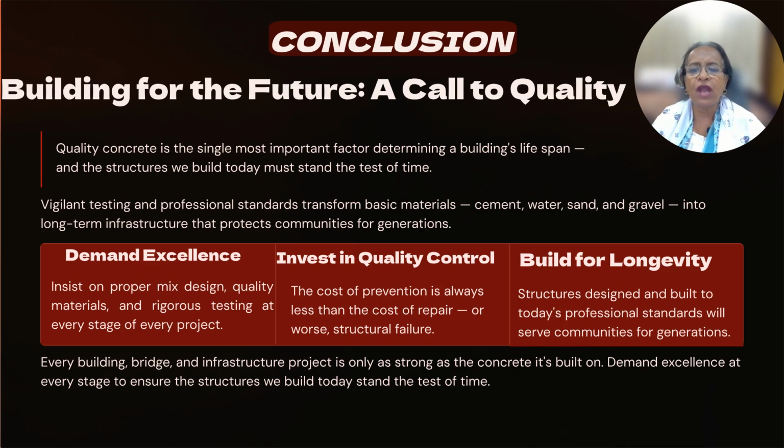Throughout this episode, we have seen that concrete itself is not the problem. Poor decisions are: adding too much water, skipping curing, ignoring quality tests, poor workmanship, weak supervision, delayed maintenance. Each shortcut seems small, but together they determine whether a structure lasts 20 years or 100.